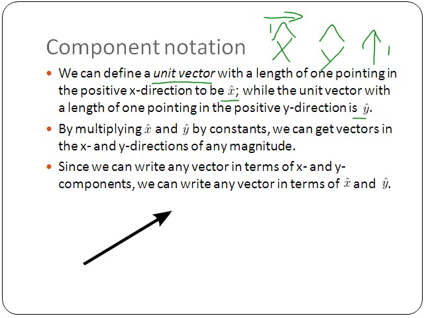It's basically the vector equivalent of the number 1. Anything times 1 is itself. Anything times a unit vector is the same vector, as long as it's in the same direction. So this is basically our unit vector here. Now, we could take this x hat and y hat, and if we multiply them by constants, we can get any vector we want to.